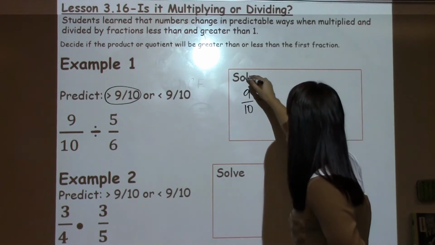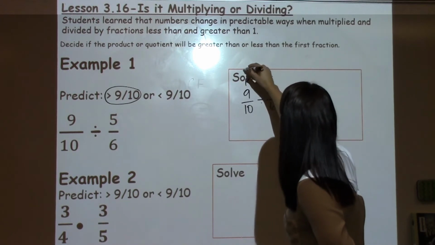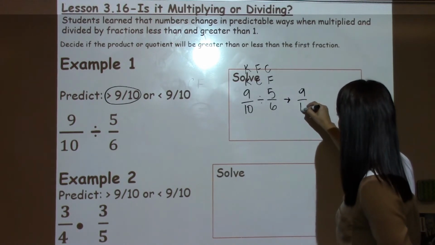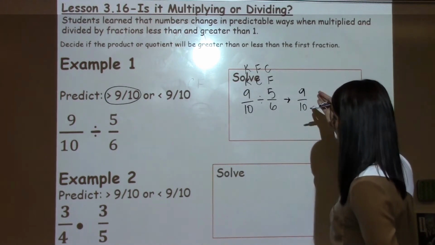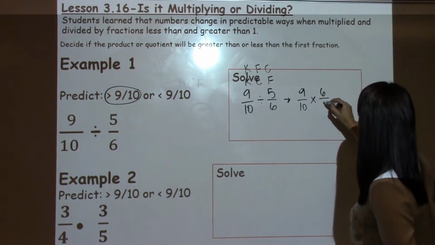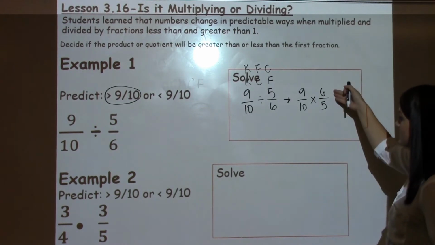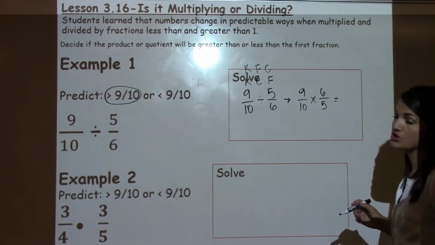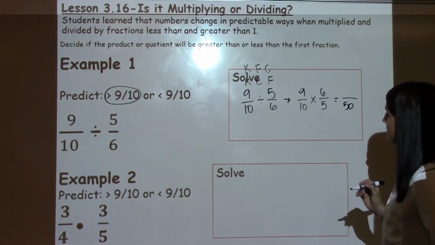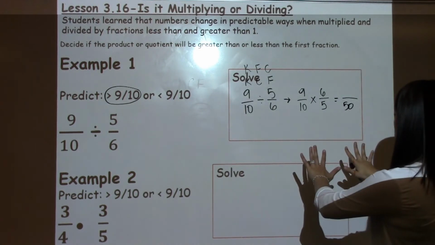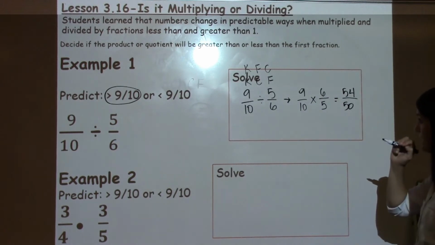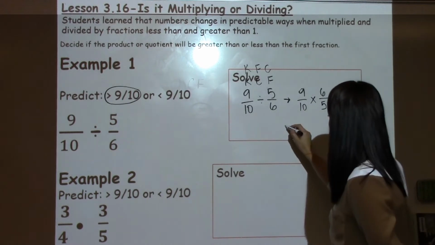I'm going to do the keep, change, flip model, or the keep, flip, change, whichever one your student is used to, where I keep my 9/10 exactly the same. I change or flip my division to multiplication, and then I flip my fraction 5/6 to be 6/5. And now all I have to do is top times top, bottom times bottom. Well, 5 times 10 is pretty simple. It's 50. I could use my 9's trick for 9 times 6. It's 54. I find out that my top is actually a little bit too big, so I'm going to have to divide.